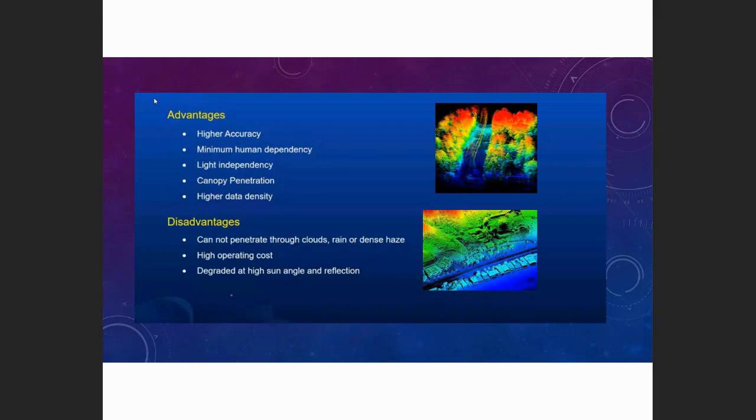Now, what kind of disadvantages will be there? As I told you, it cannot penetrate through clouds. If there is cloud, rain or haze, the LiDAR data will be affected. The second point is that LiDAR surveys are very costly, so the operating cost is very high. If there is rain or haze during the survey, your data quality will degrade. It is also somewhat affected at high sun angle.